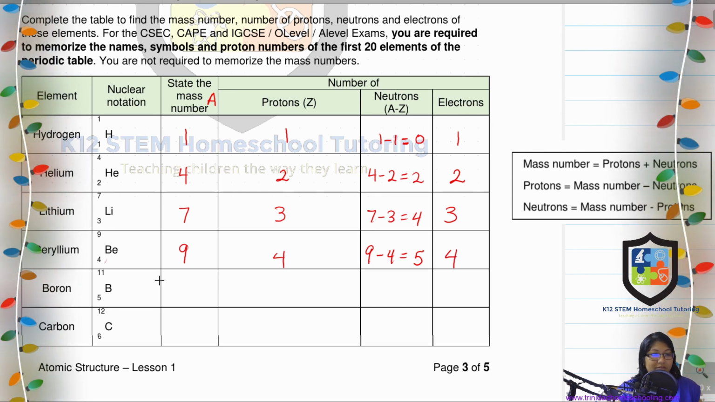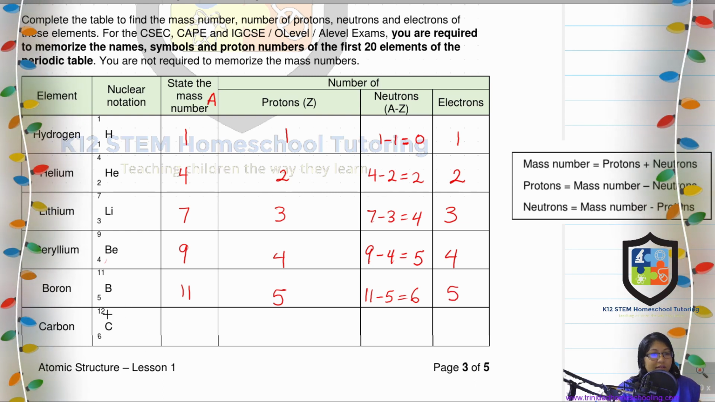Boron, my mass number is 11. My protons is the number at the bottom, which is 5. Neutrons are going to be 11 minus 5, which is 6. And my number of electrons is going to be the same as my number of protons, which is 5.